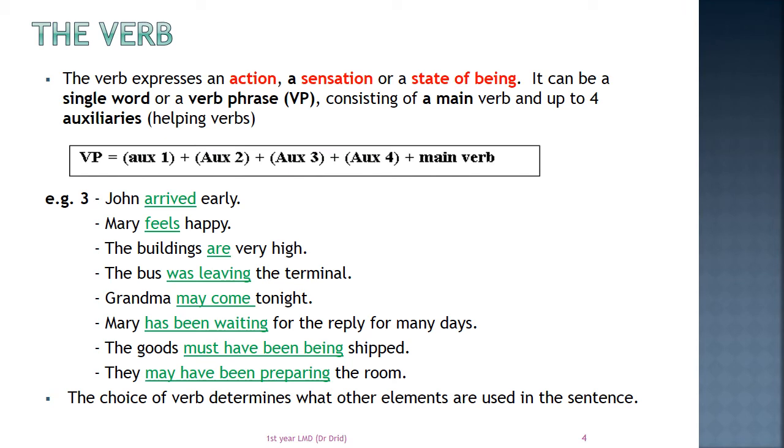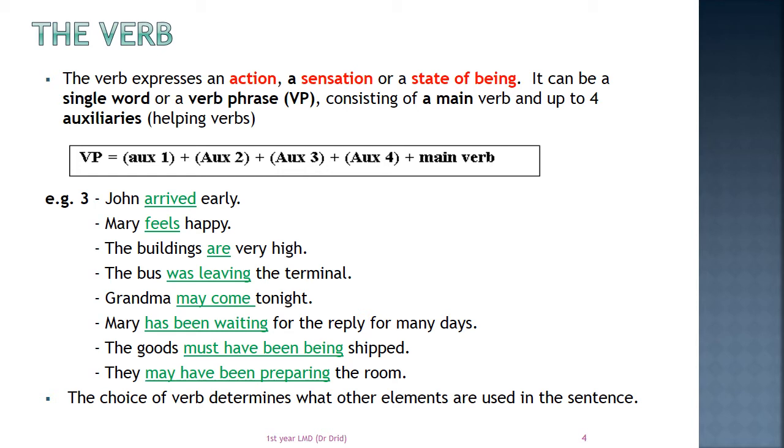The second element is the verb. Let's start from the examples. John arrived early. Mary feels happy. The buildings are very high. The bus was leaving the terminal. Grandma may come tonight. Mary has been waiting for the reply for many days. The boots must have been being shipped. They may have been preparing the room. We notice in these examples that the verb comes after the subject.